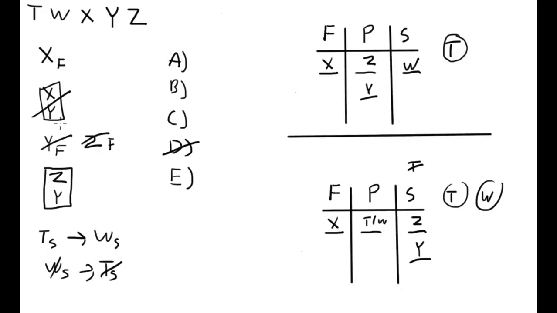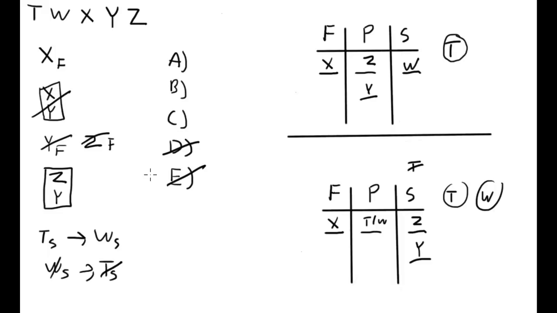Z and Y together. That's another thing we have to see. And that allows us to cross out answer C. And if T is in S, then W also has to be in S. And now we only have 2 answers to look through. And it turns out that in answer A, we see T in S, but we do not see W. So A is out and B is our answer.